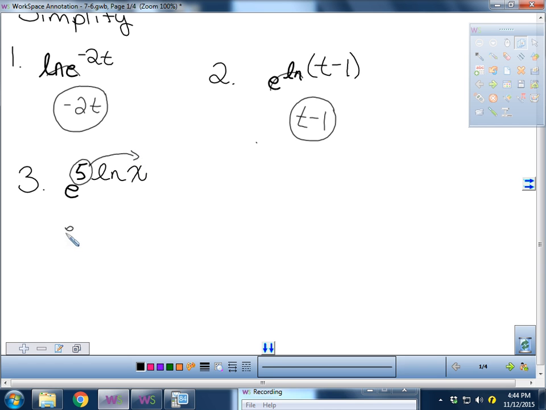So I can make this e to the ln of x to the 5th. Instead of moving it in front, I'm taking it from the front and putting it back as an exponent. That leaves me with e and ln next to each other. They cancel because they're inverses, and my answer is x to the 5th. So that's how you recognize an inverse. Kind of like on 7-4, you had several of those where the bases were the same. It's kind of the same principle.